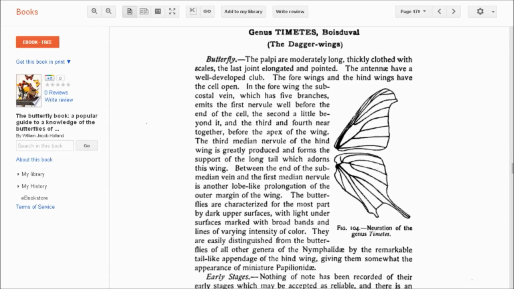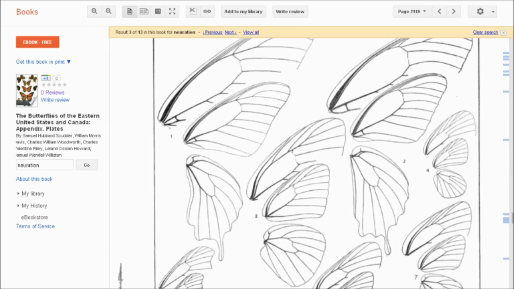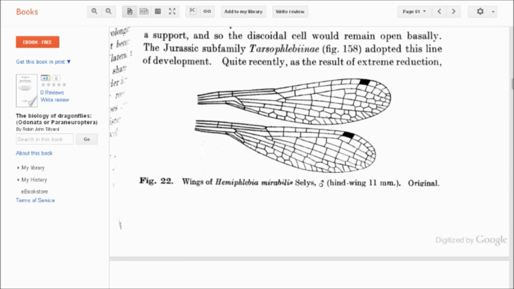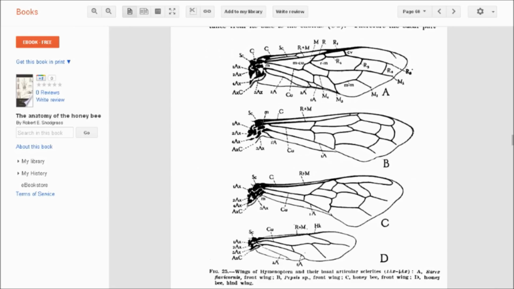Holland's Butterfly Book, a really great source for most round wing shapes. The Butterflies of the Eastern United States and Canada, I love for swallowtails. Tillyard's The Biology of Dragonflies has very simplified dragonfly wing drawings so that you can make a nice looking dragonfly wing without a whole lot of, well, trouble. And Snodgrass's The Anatomy of the Honeybee. To this day, Snodgrass remains the world's best insect anatomist. Have reverence as you page through his honeybee book.